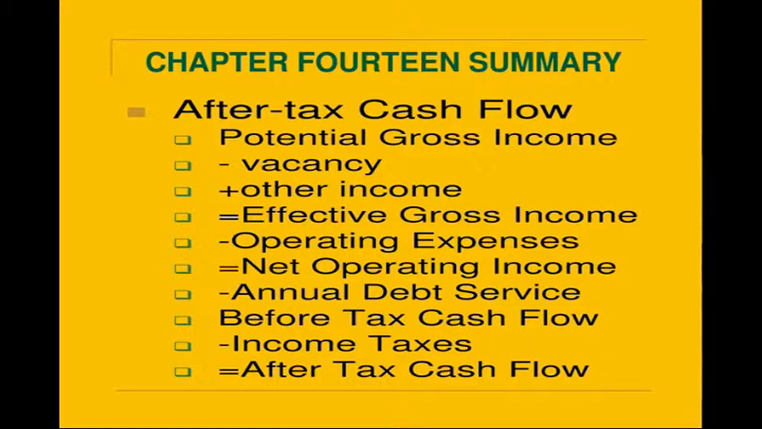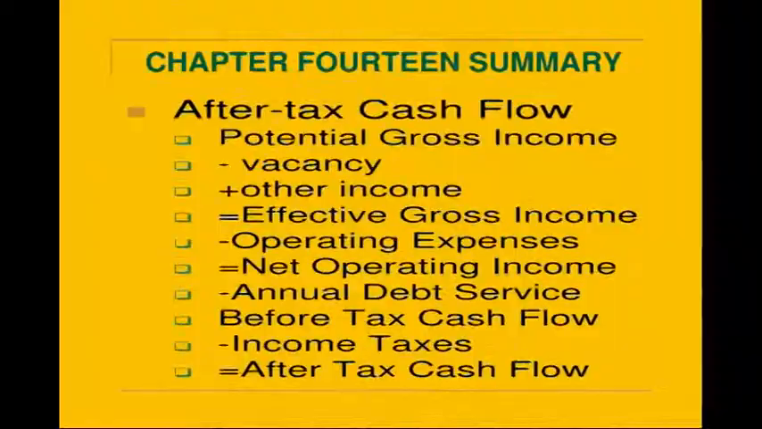After-tax cash flow is calculated by potential gross income minus vacancy and collection losses. And by the way, after that, we're going to add in any other income that might be coming in, such as vending machines. Vending machines and those kinds of things you don't take vacancy against. That should give us effective gross income. From effective gross income, we're going to subtract out all of our operating expenses. That'll give us net operating income.